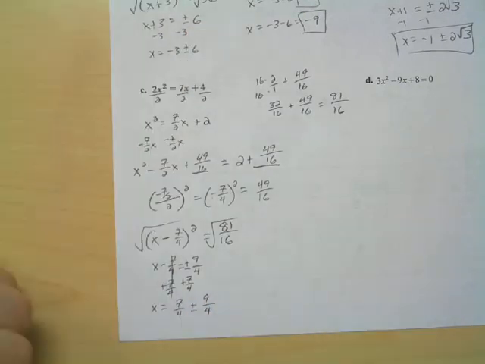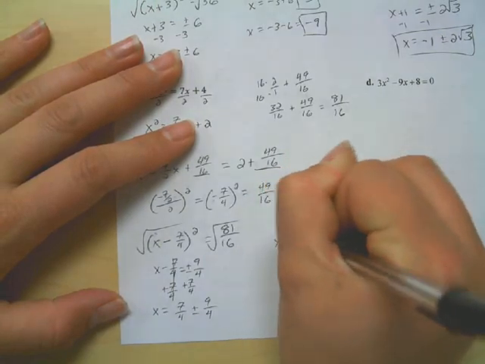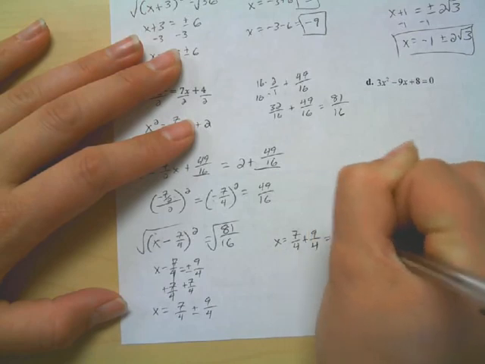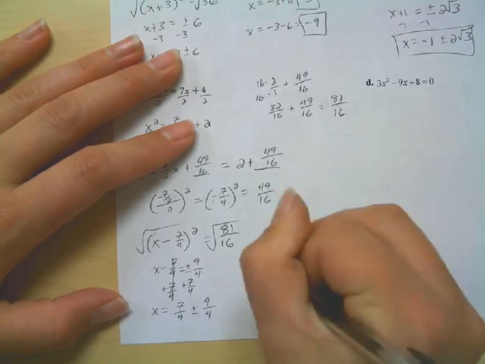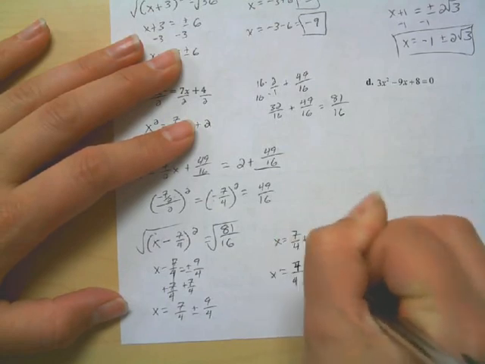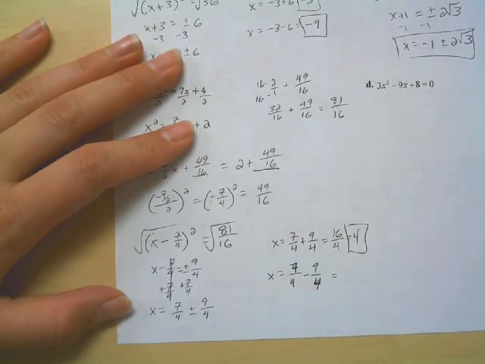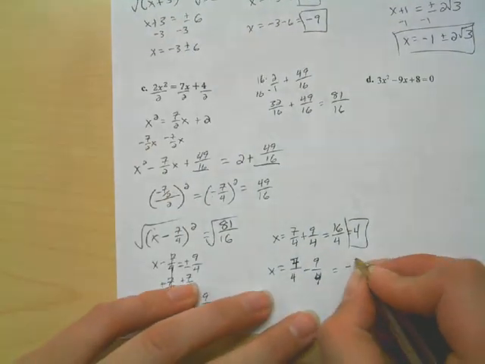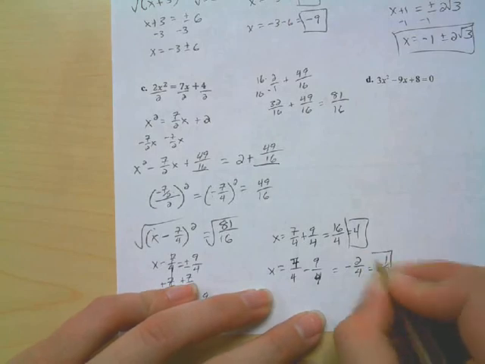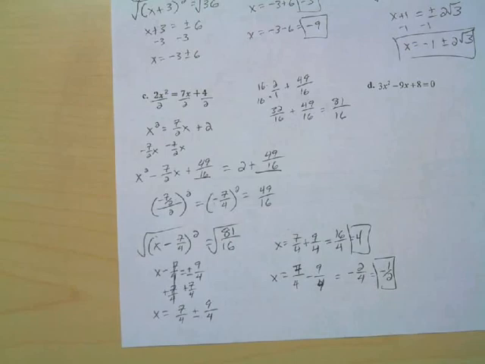Those are real numbers that I can actually add and subtract, so we're going to. 7/4 plus 9/4, 16/4, which equals 4. 7/4 minus 9/4. Don't know why I wrote a 2. 7/4 minus 9/4 is negative 2/4, which reduces to negative 1/2. So that would be my two answers, 4 and negative 1/2.